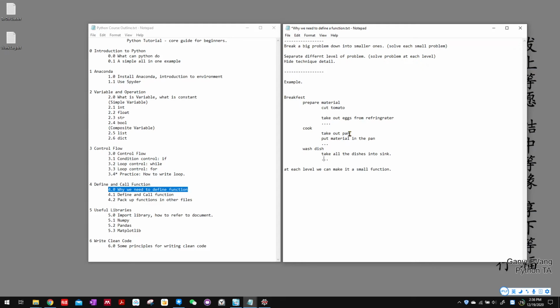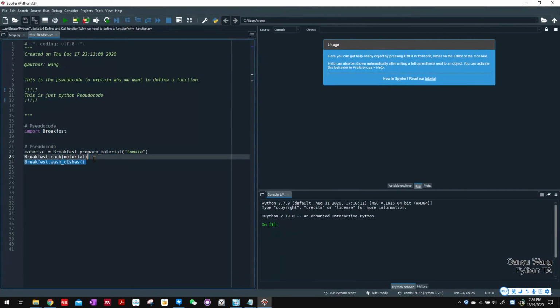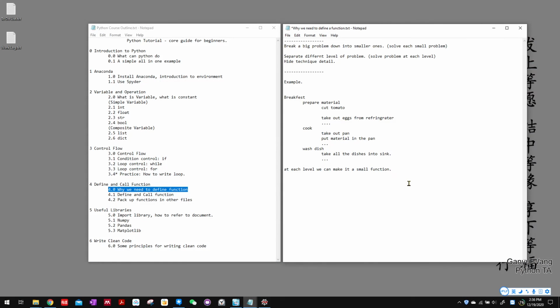So when I'm writing a script, I will only write the same level on one screen to solve the problem. So that's why we want to define a function: to break a big problem into small ones, and to solve the problem at each level.